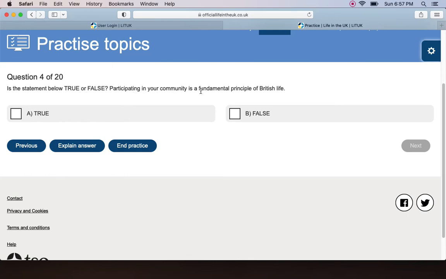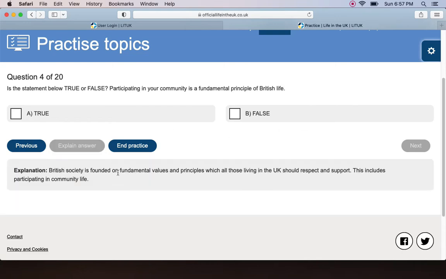Participating in your community is a fundamental principle of British life. British society is founded on fundamental values and principles which all those living in the UK should respect and support. This includes participating in community life. So true.